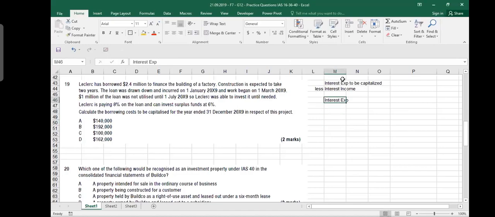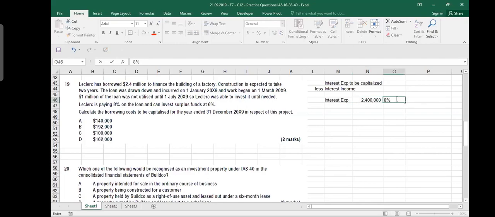Okay, we have interest expense. So how much is the loan? The loan is about 2.4 million. The loan date is 1st of January 2009, which is at 8%. This is going to be your interest expense. So you are taking the loan on 1st of January.